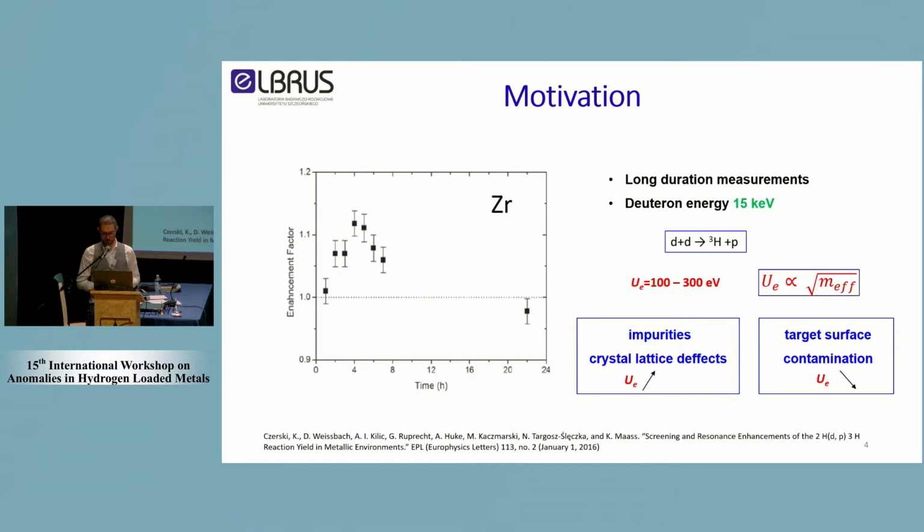So the effective electron mass is the key to nuclear reactions at room temperature. Hence our interest in the crystalline state of the sample. Here we can see on this graph, we have implantation of deuterons into a zirconium target, and we can see that the enhancement effect is occurring only at the beginning. So something is happening in the crystal, and we want to understand why this goes from here to down here.